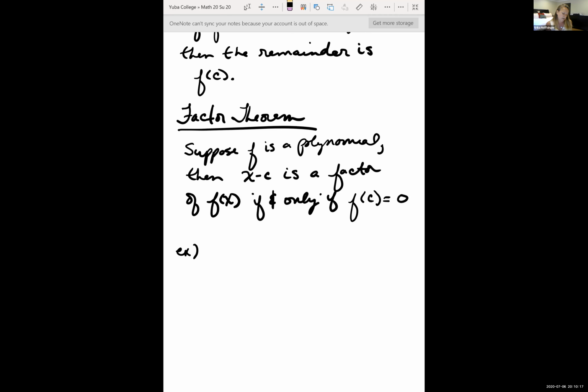Okay, so use the remainder theorem to find the remainder when f of x is divided by x minus c. Then use the factor theorem to determine whether x minus c is a factor of f of x. So for instance, if we're given that f of x is equal to the polynomial negative 4x cubed plus 5x squared plus 8, and we want to know, is x plus 3 a factor?